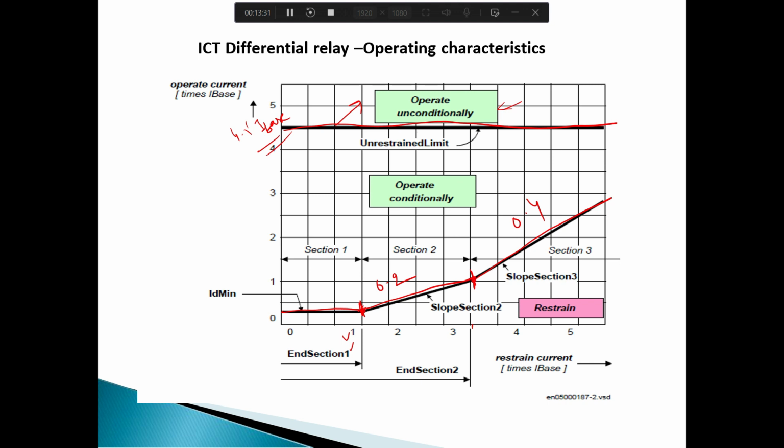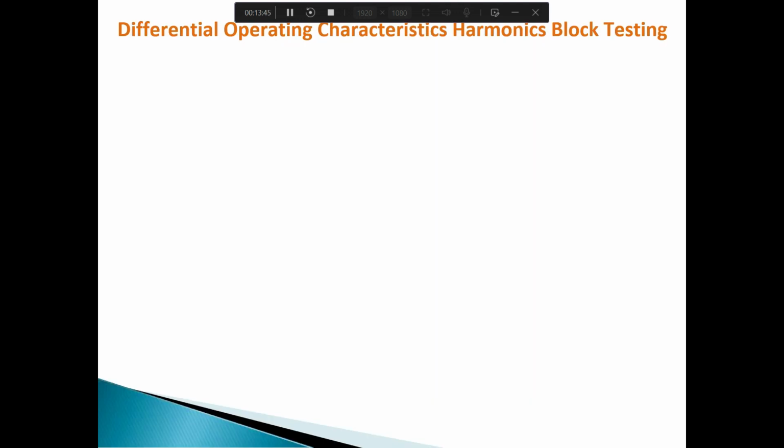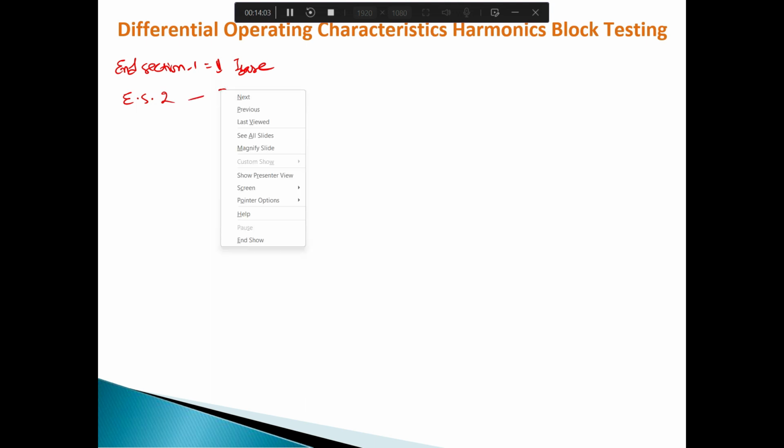So now we have to check whether my relay is operating at this slope or not, and similarly I have to check this second slope. So now how can I do it manually, this is very important. For that matter, suppose my end section 1 is 1 times I base, and section 2 is, sorry, second is 3 times I base.